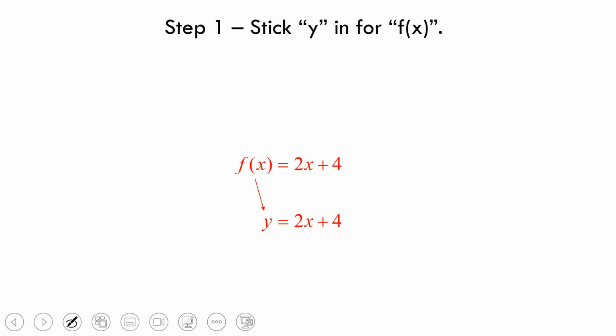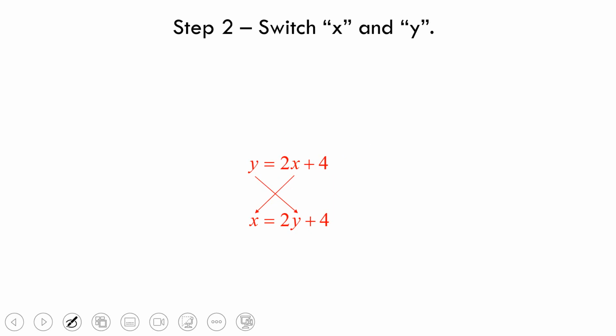So the first thing we do, and don't write anything down, is we take the original function, and if we see an f of x, we change it to a y. You're only watching. Then we switch the x and y, like I've done in this picture, and then we try to isolate the y, or get y by itself.